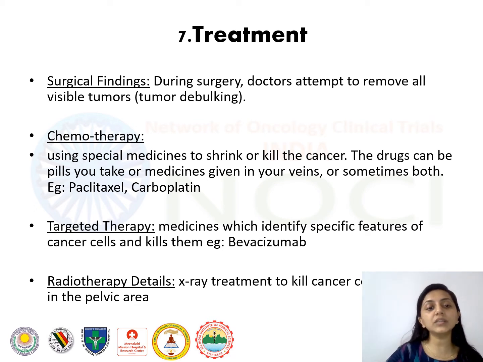So chemotherapy is using special medicines to shrink or kill the cancer. Once these cancer cells have been shrunken as much as possible, then surgery becomes easier to do and we get better results. So chemotherapy drugs can be taken orally, that is by mouth, or can be given through your veins, which is called intravenous. So the chemotherapy used for ovarian cancer is taken intravenously. Examples are paclitaxel and carboplatin.